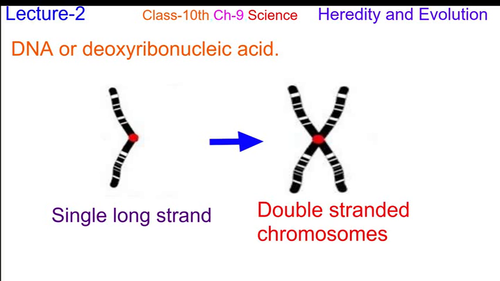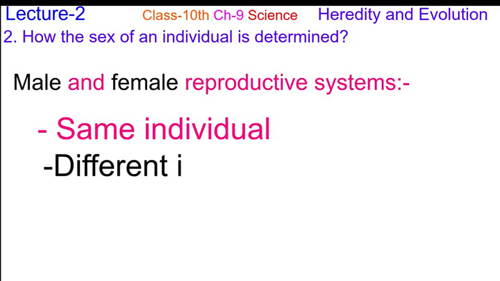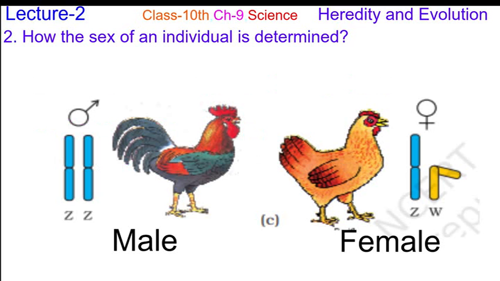In asexually reproducing species, similar rules of inheritance are followed. Next, let's discuss how the sex of an individual is determined. In sexually reproducing species, male and female reproductive systems can be in the same individual or in different individuals. In such species, where males and females are different individuals, the sex of an individual is determined in a number of different ways. It may vary from species to species.